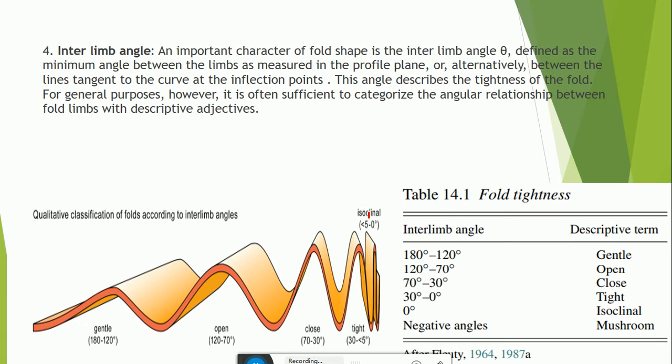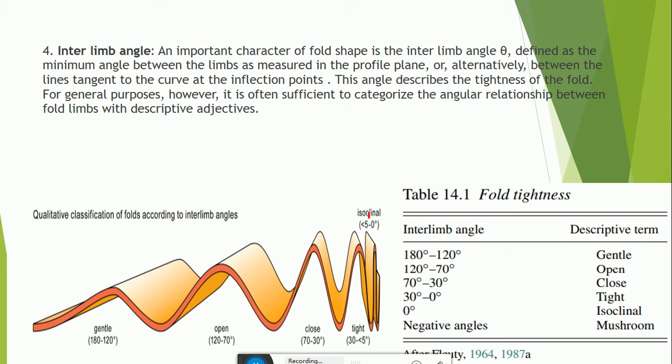Next is the interlimb angle. An important character of the fold shape is the interlimb angle theta, defined as the minimum angle between the limbs, measured in the profile plane, or alternatively between the lines tangent to the curve at the inflection points. This angle describes the tightness of the fold.